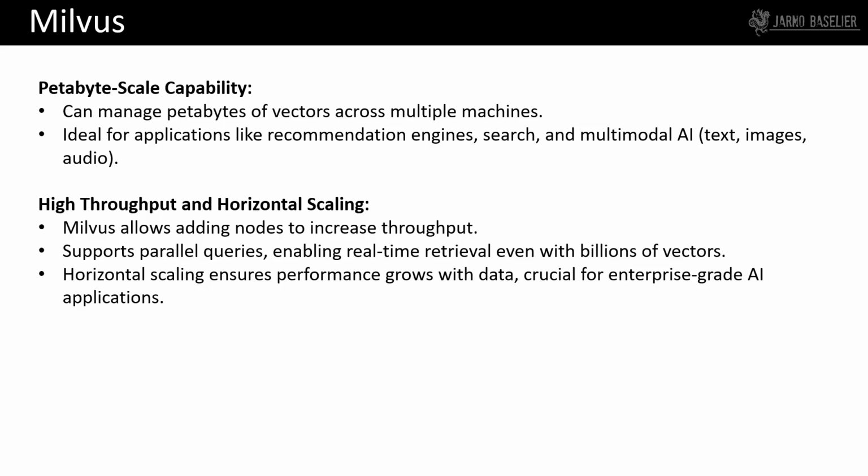Milvus has petabyte scale capability. It can manage petabytes of vectors across multiple machines, which is ideal for applications like recommendation engines, search, and multimodal AI. It has a high throughput and horizontal scaling. Milvus allows adding nodes to increase throughput. It supports parallel queries, enabling real-time retrieval even with billions of vectors. Horizontal scaling ensures performance grows with data, which is crucial for enterprise-grade AI applications.